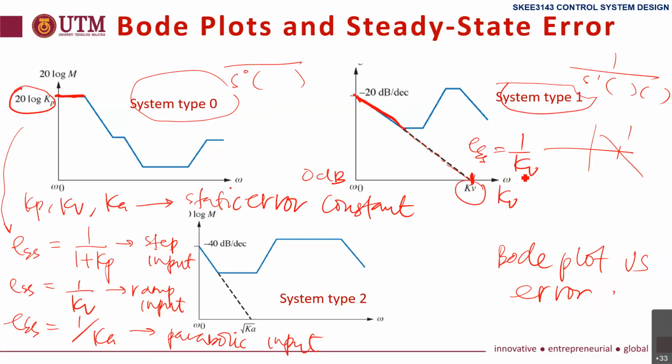Finally, system type 2 will start with a magnitude of minus 40 dB per decade. We have s to the power of 2, 1 over s squared, and so on, which gives minus 40 dB per decade. If you make a line to 0 dB, the value here is square root of Ka. In order to get Ka, we square it. Then we can solve for the error.